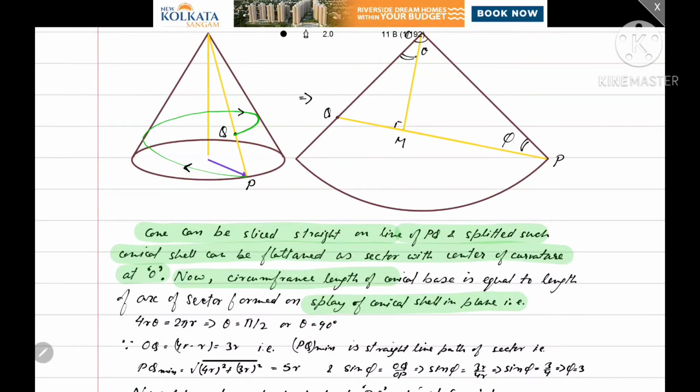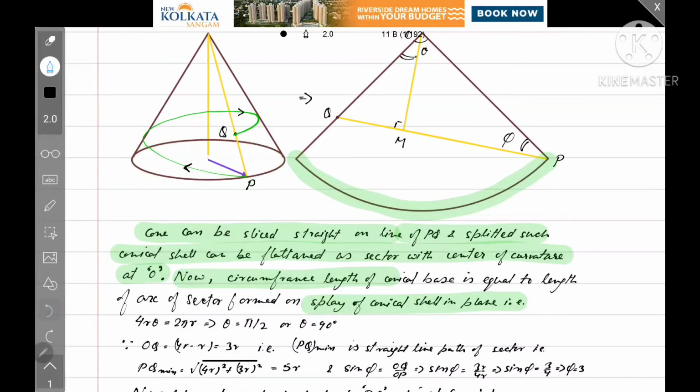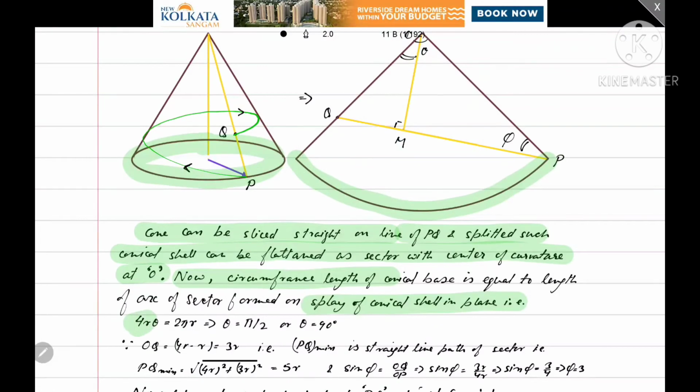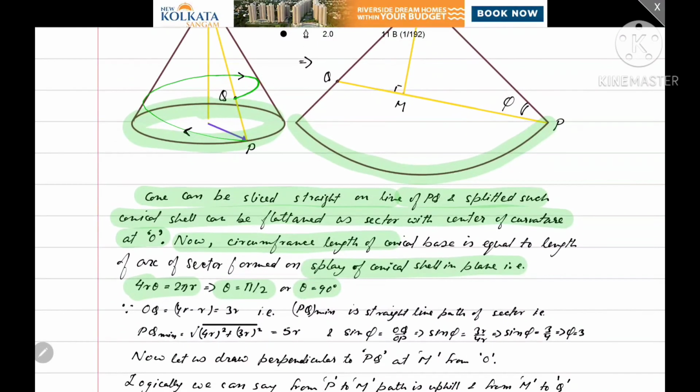Now let us check again. This length is r theta and it is the same as the circumferential length. We can write this down: the length of the arc, with radius of curvature of the arc of the sector 4r, is 4r theta, which is equal to the length of the circumference of the horizontal circular base of the cone, 2 pi r. By this we can get theta equal to pi by 2 radian, or theta equal to 90 degrees.